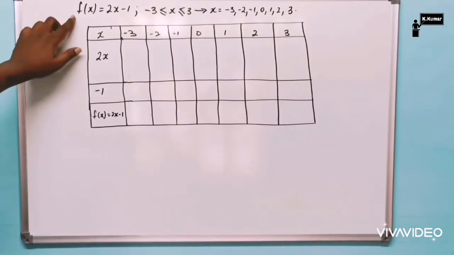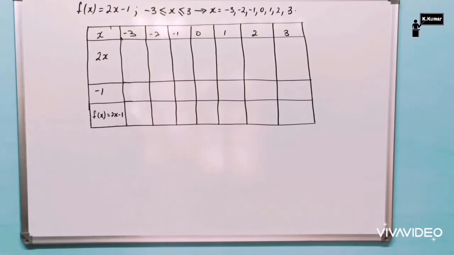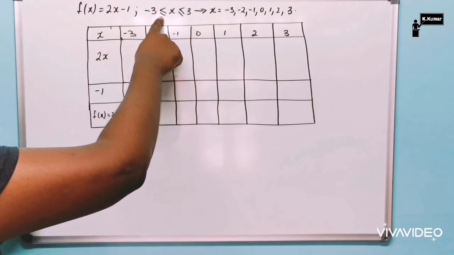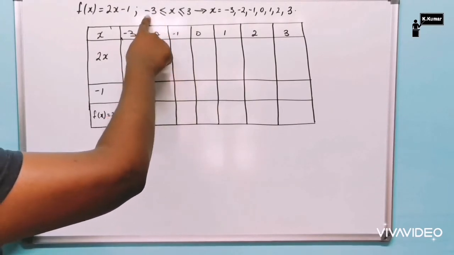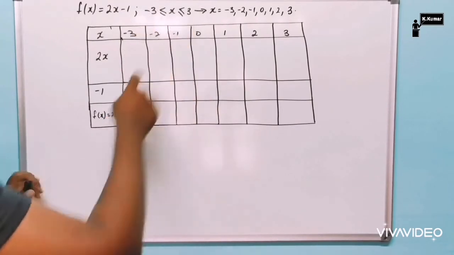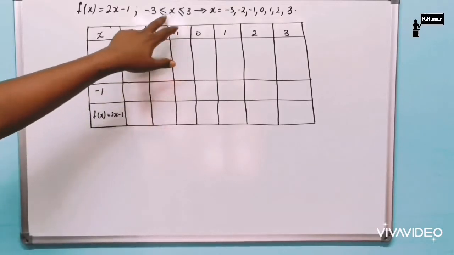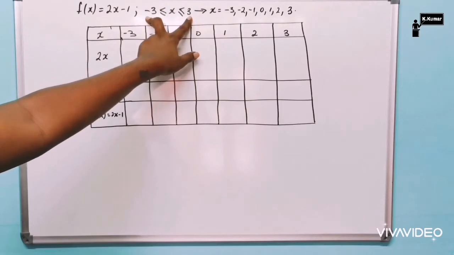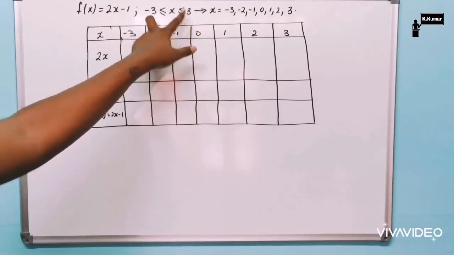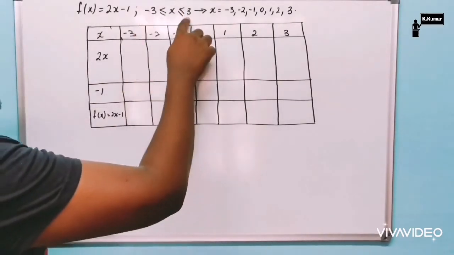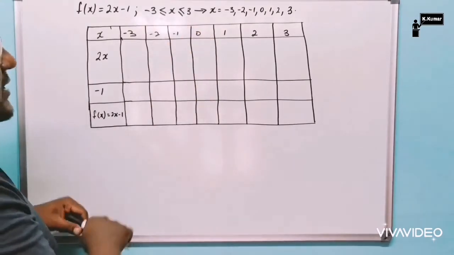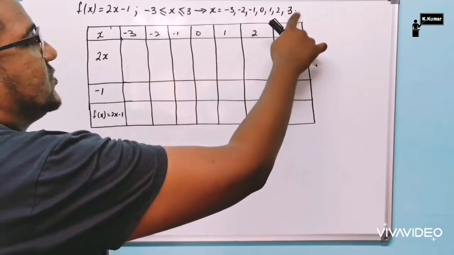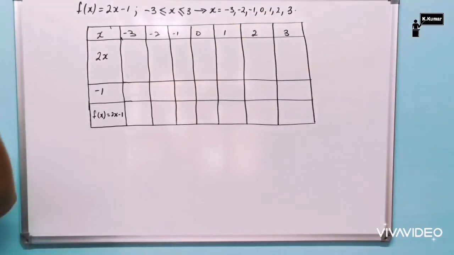So the linear function is f of x is equal to 2x minus 1, and they said that the domain is x is such that x is greater than or equal to negative 3 and x is less than or equal to 3. This means that our domain would be all the values greater than or equal to negative 3 but less than or equal to 3. So that means it's going from negative 3 to positive 3. And if you notice, I've listed them here: negative 3, negative 2, negative 1, 0, 1, 2, 3. So these are our x values.